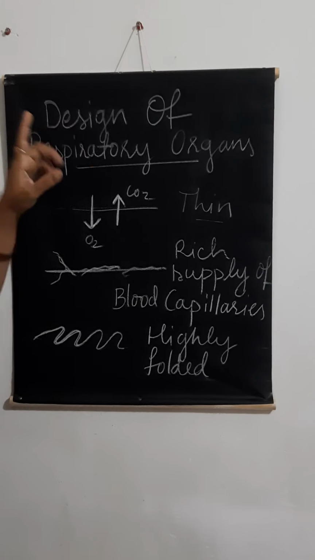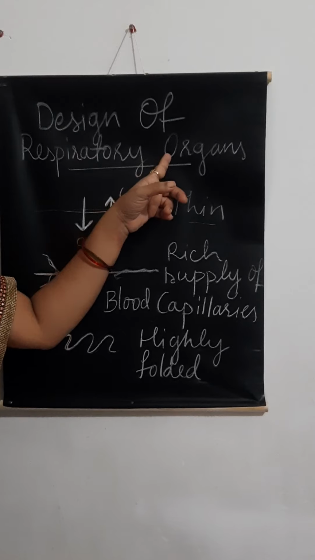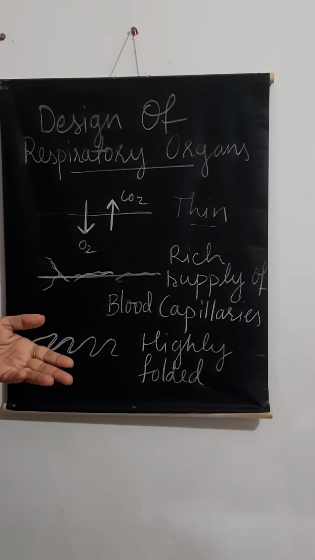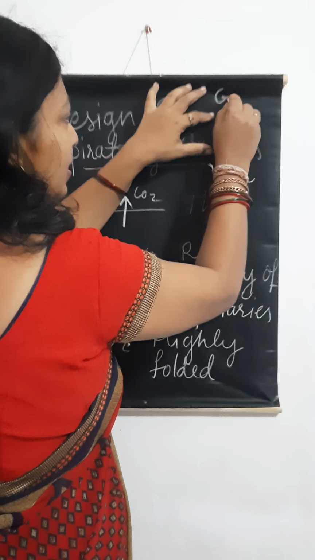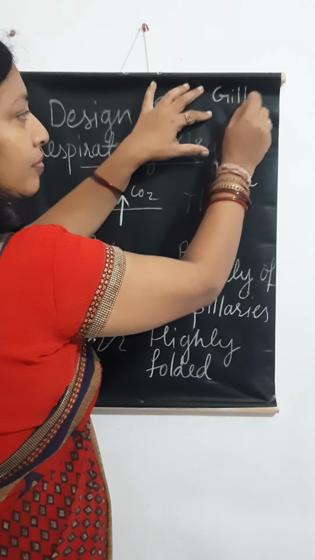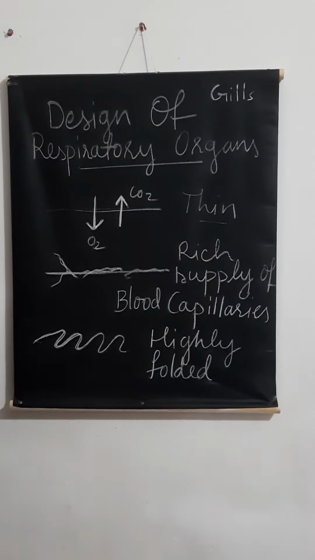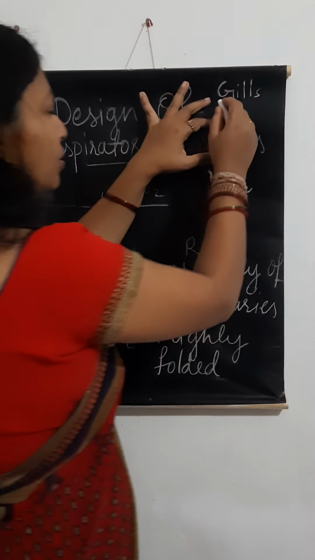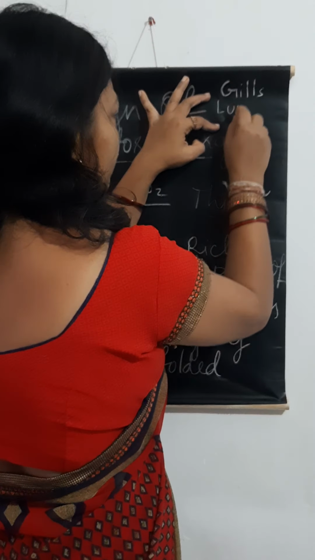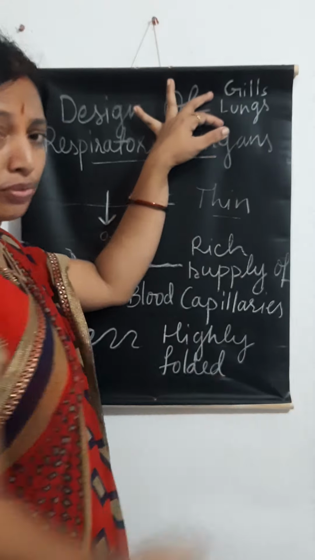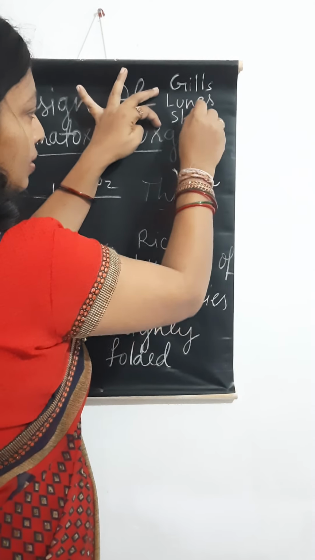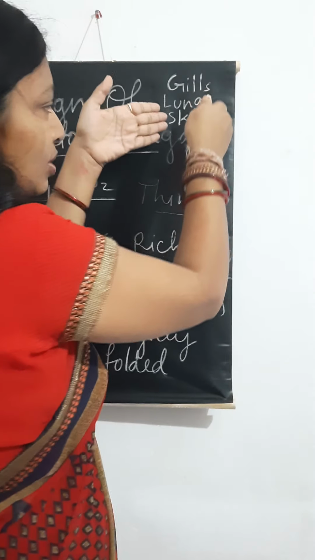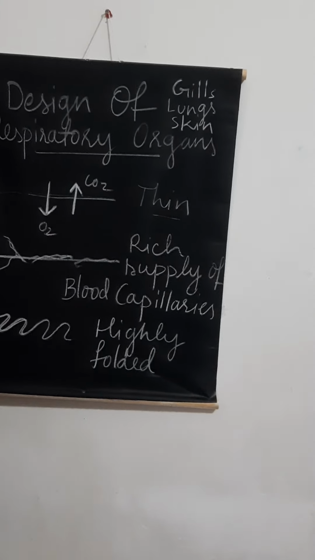Now we are going to study about design of respiratory organs. See, in case of aquatic organisms such as fish, they have gills, right? In case of terrestrial organisms, land animals like us, we breathe through which organ? Lungs. In case of earthworm, even in case of frog, they can breathe through skin. So these are the different respiratory organs found in animal world.